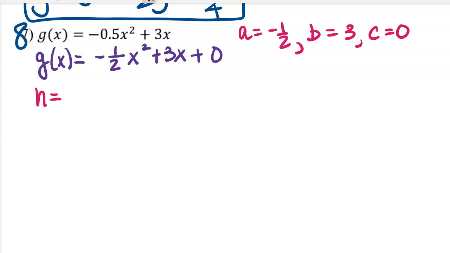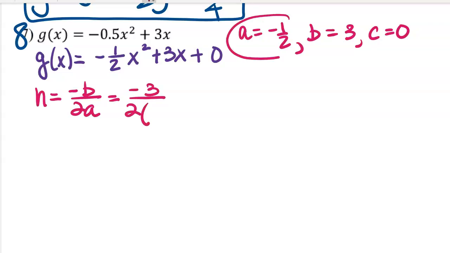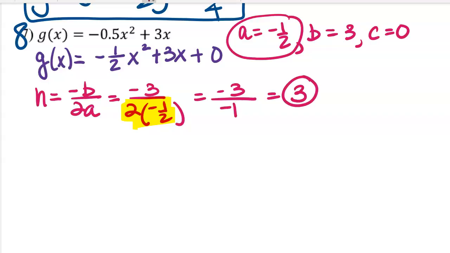Then let's find the h value. H is going to be negative b divided by 2 times a. Now b is 3, so negative 3 divided by 2 times a, which is a negative half. So negative 2 times a negative 1/2, students, is now a negative 1. So this will give us an h value of 3.